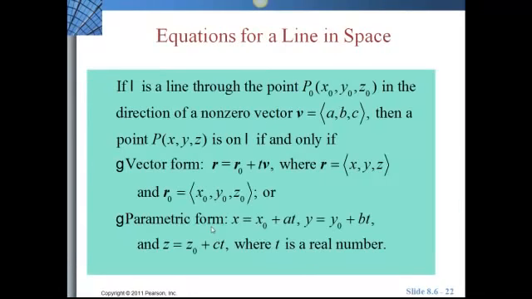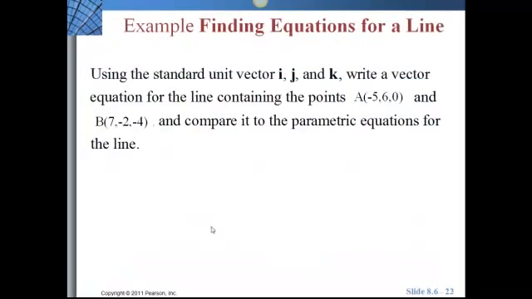And equations for lines in space. We're going to find the equations for lines in space and compare it to the parametric forms. If we use the standard unit vectors i, j, and k, and we want to write a vector equation for the line containing the points A, which is (-5, 6, 0), and B, (7, -2, -4), and then we're going to compare it to the parametric equations for the line.